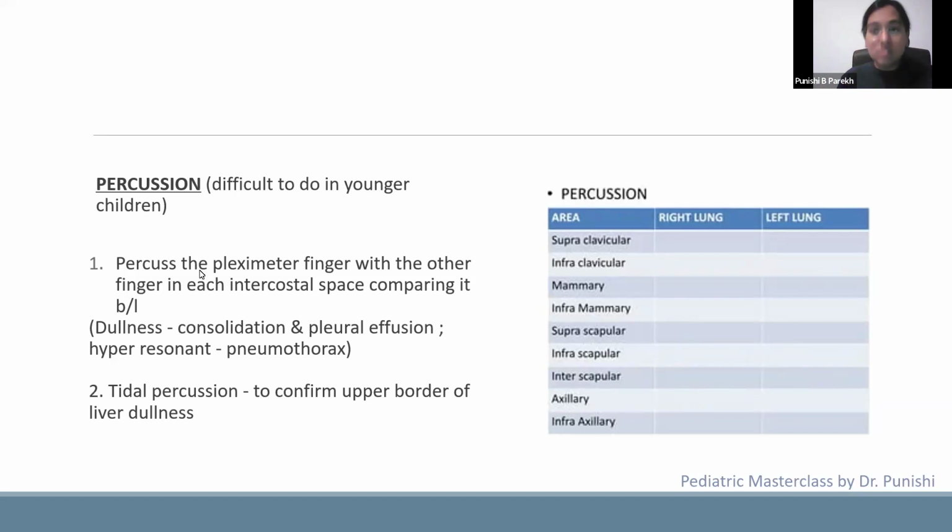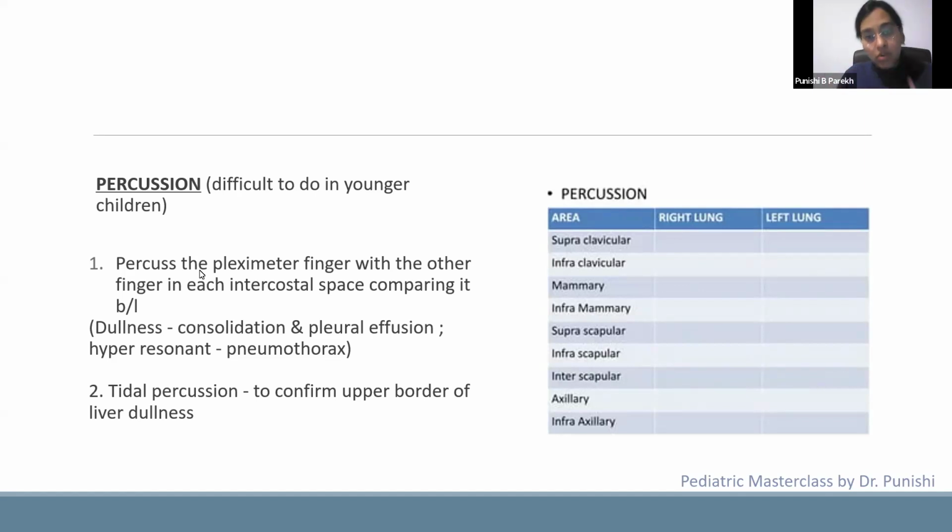So on percussion, you are supposed to get a resonant note. But if you still have dullness on tidal percussion when the child has taken in a deep breath, it refers to a lung etiology. Whereas if the note becomes resonant, it's because of hepatomegaly.